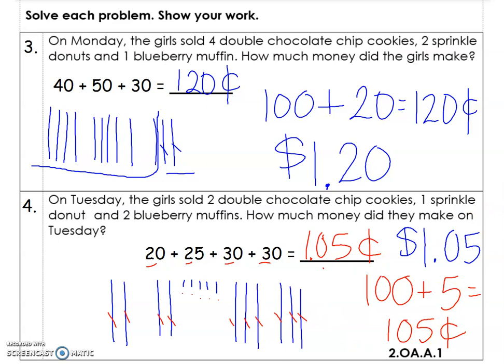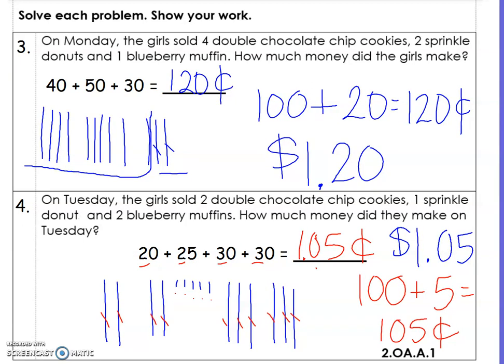So again, if you would like to challenge yourself, go ahead and add up their total amounts. And that gets a little tricky because we are now over $1, over $2 really. So I have $1.20 plus $1.05.